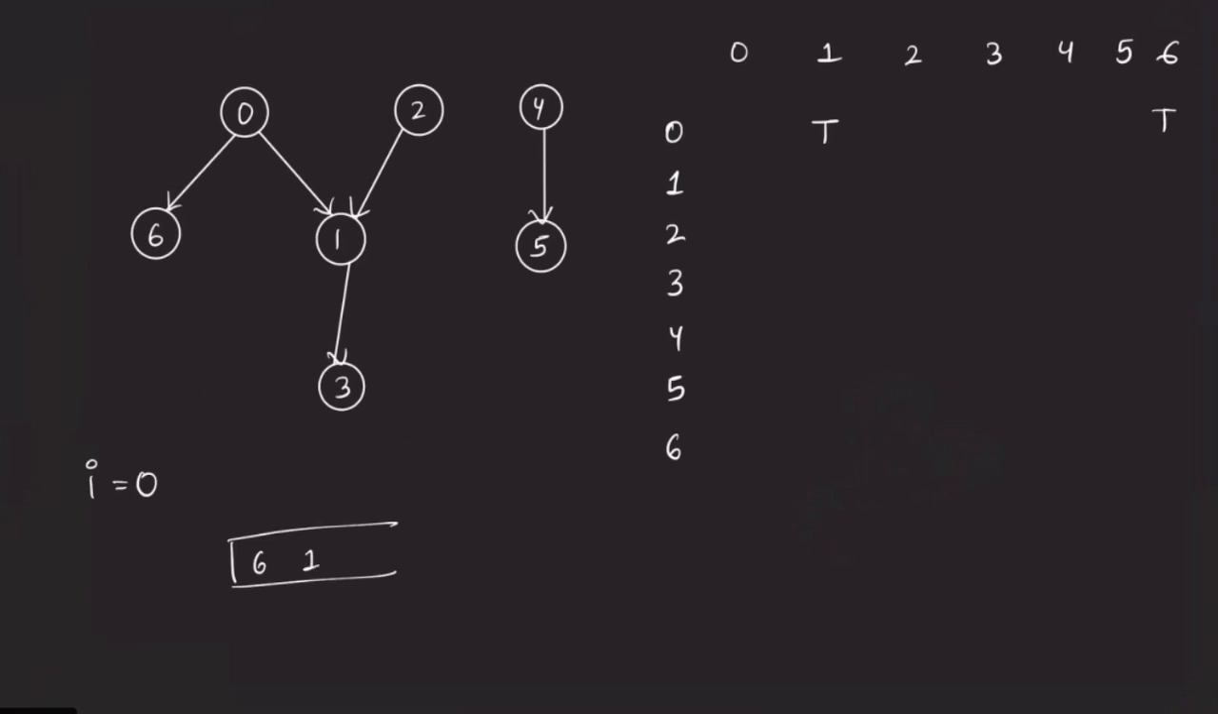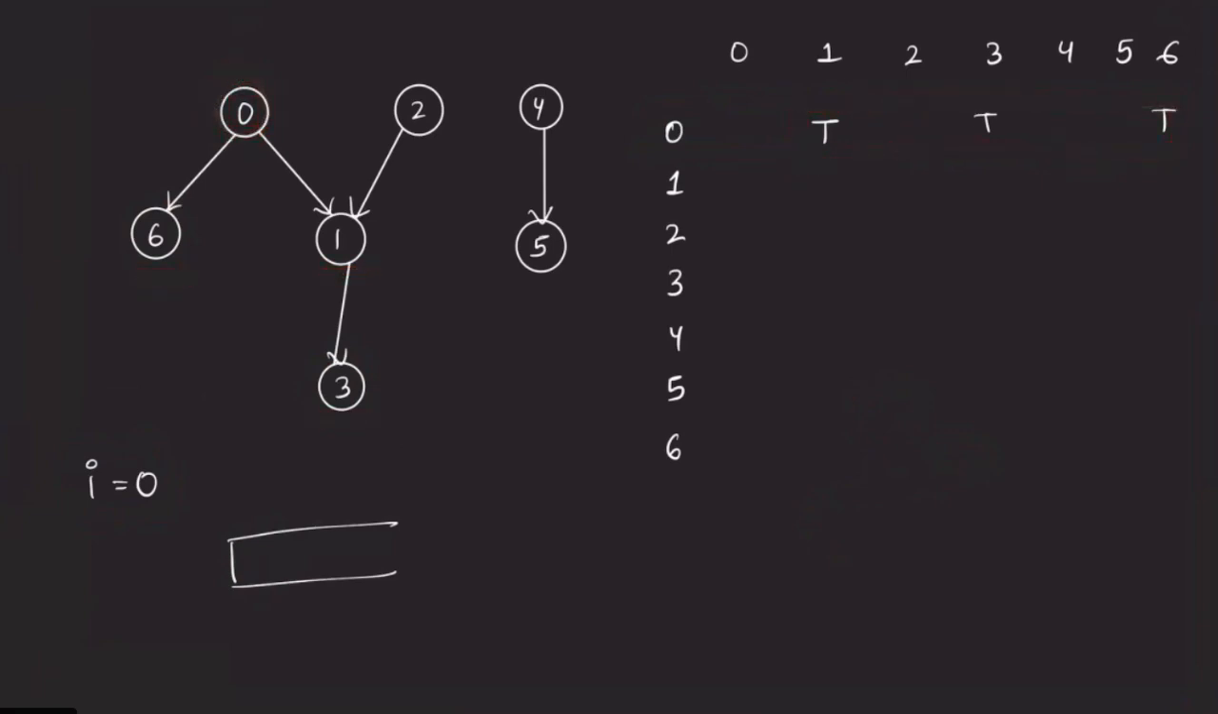Now in the next iteration, 6 will be taken out from the queue. For 6, do we have any adjacent nodes? No. Next, 1 will be taken out. For 1, do we have any adjacent node? Yes, we have 3. So in row 0, we make 3 true, and 3 will be pushed onto the queue. Now for 3, do we have any adjacent nodes? No. So 3 will be taken out and our queue becomes empty, and we are done for node 0. Node 0 was a prerequisite for 6, 1 and 3, and that is what is marked over here.